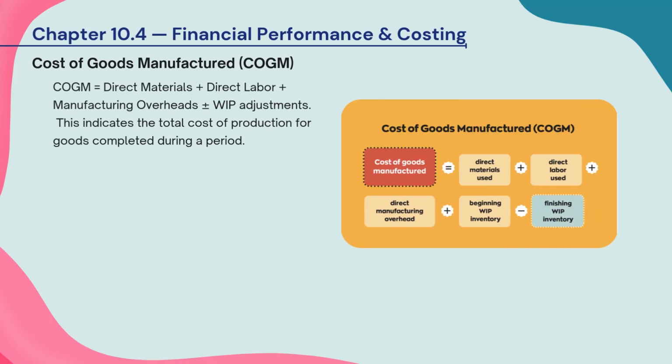This slide explains cost of goods manufactured, COGM, which is the total cost of producing goods completed during a period. COGM is calculated by adding direct materials, direct labor, and manufacturing overheads, and then adjusting for work-in-progress inventory. We add beginning WIP and subtract ending WIP. This helps us understand the true production cost for the period.